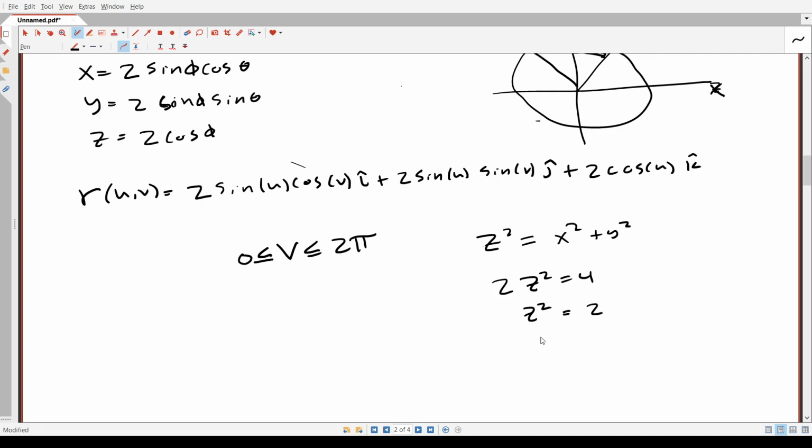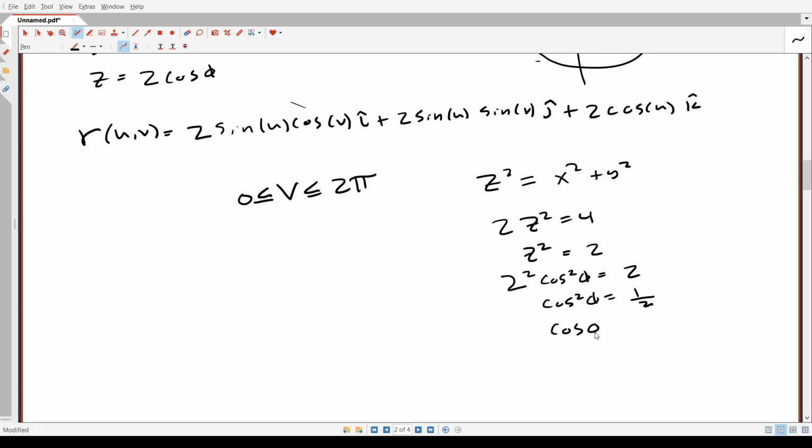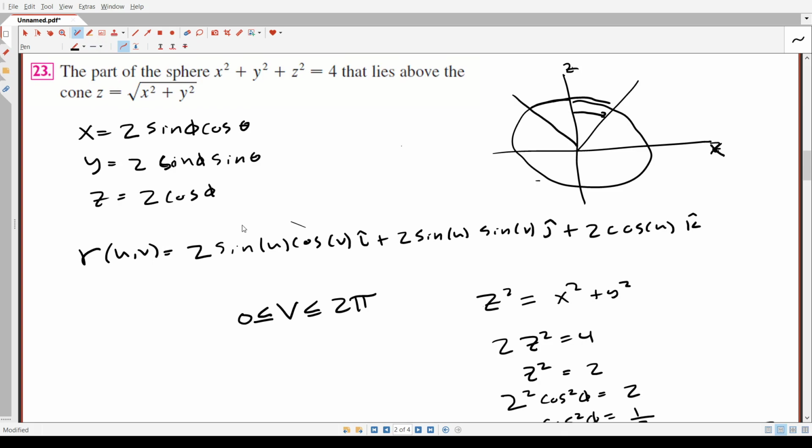We know that z is equal to 2 cosine phi. So we have 2 squared cosine squared phi equals 2, cosine squared phi equals 1 over 2, which means that cosine phi equals 1 over root 2. And that tells us that phi equals pi over 4. So in context of our question here, phi was the u. So here we're going from 0 to this line right here, which is the line phi equals pi over 4. Right, so this is r equals 2, and this is phi equals pi over 4. And vertical is phi equals 0.